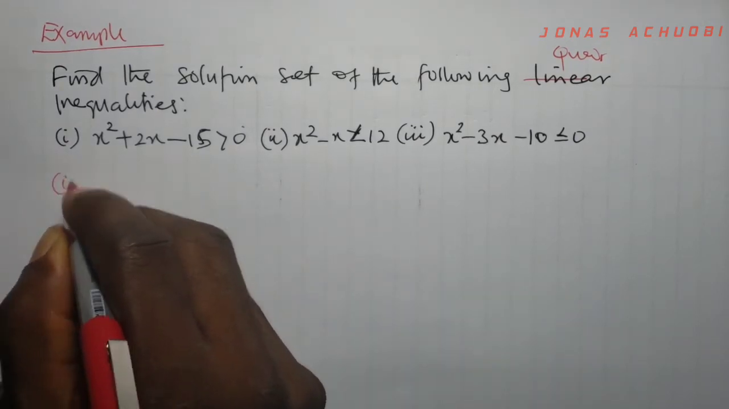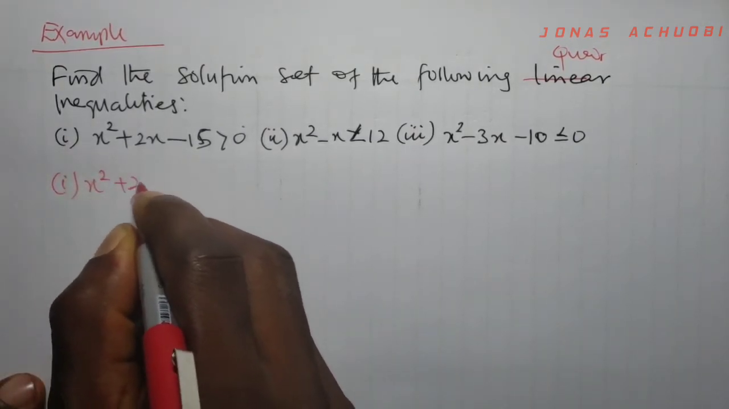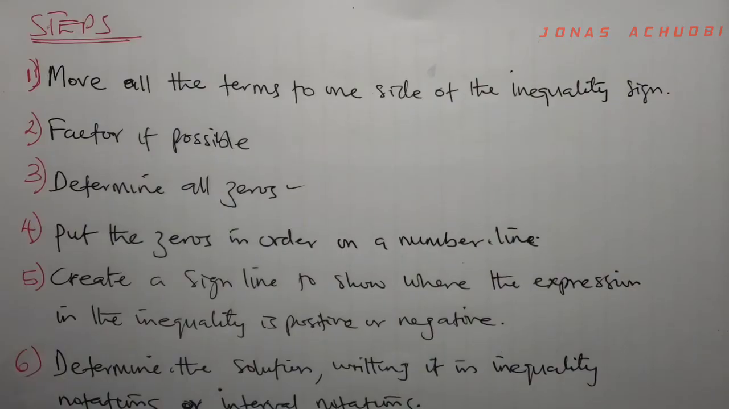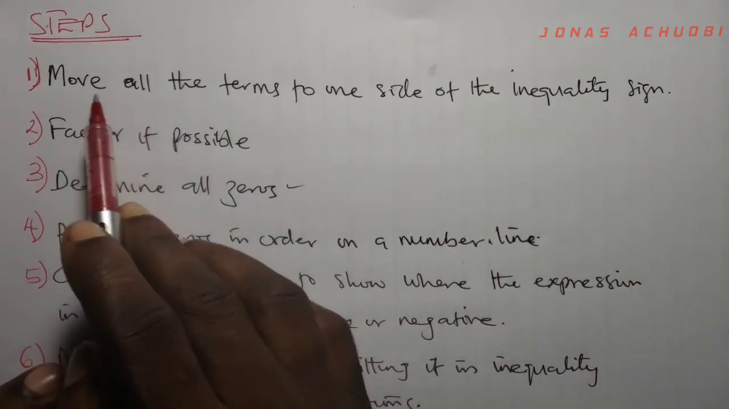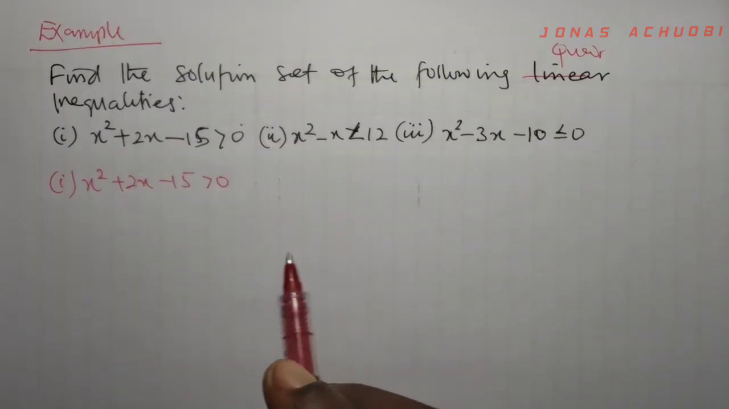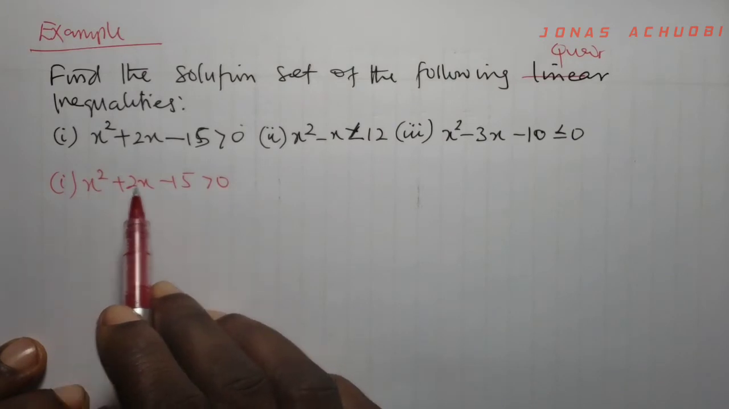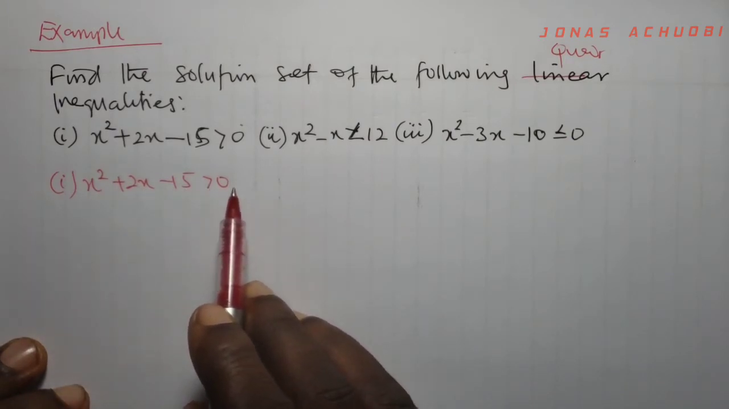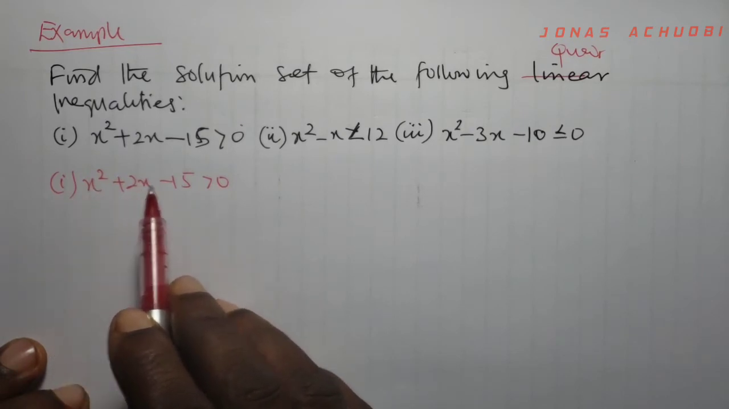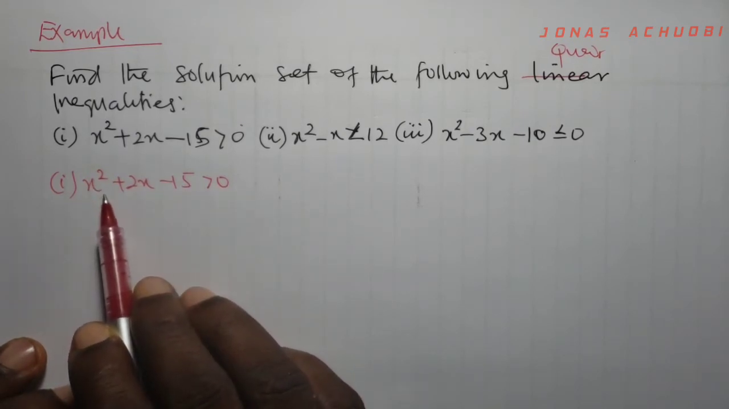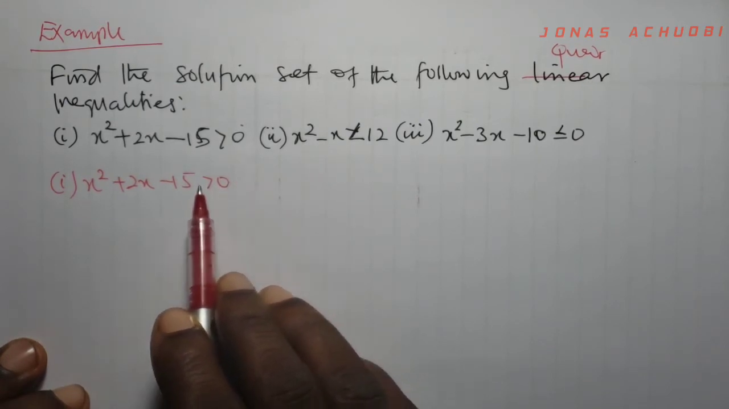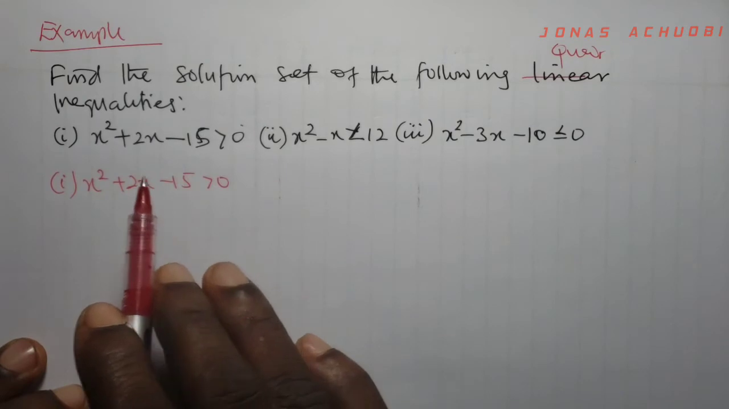So we start with the first one, which is x squared plus 2x minus 15 greater than 0. Step 1 says we should move all the terms to one side of the inequality sign. Now looking at our problem, we have x squared plus 2x minus 15 greater than 0. All the terms are on the left. X squared, 2x, and minus 15 are all on the left-hand side of the inequality sign. And on the right, we have 0. So step 1 is already fulfilled from the way the problem is given.